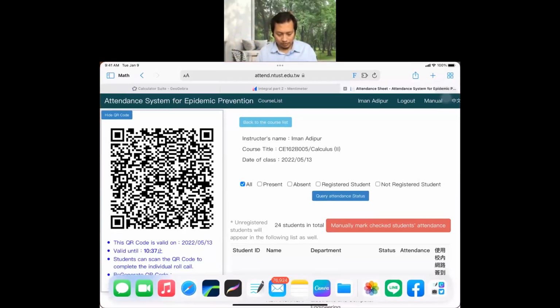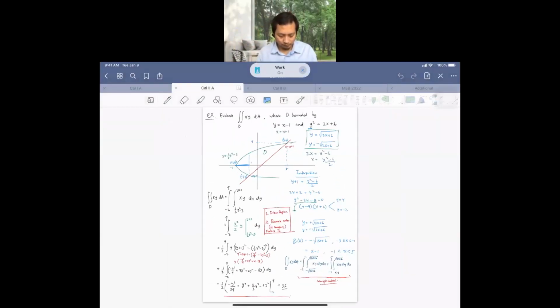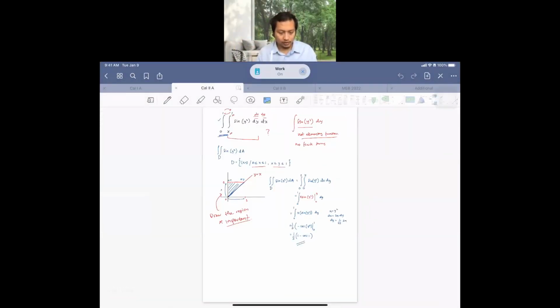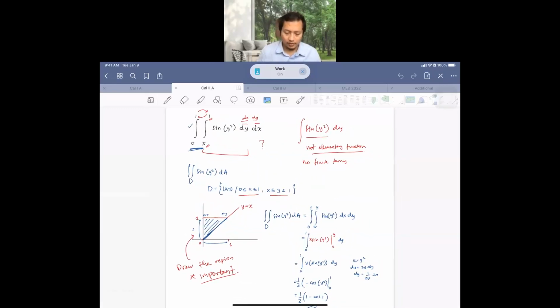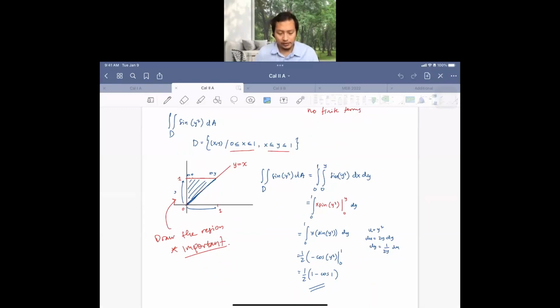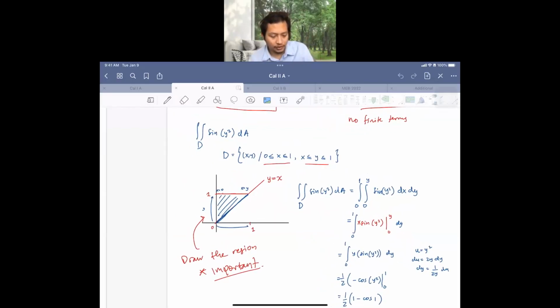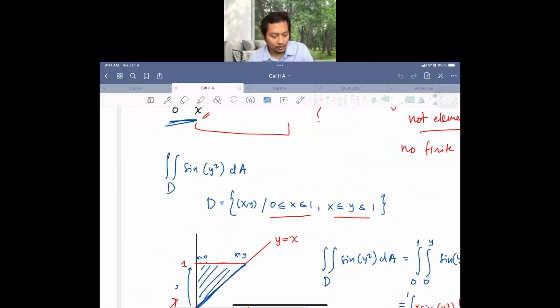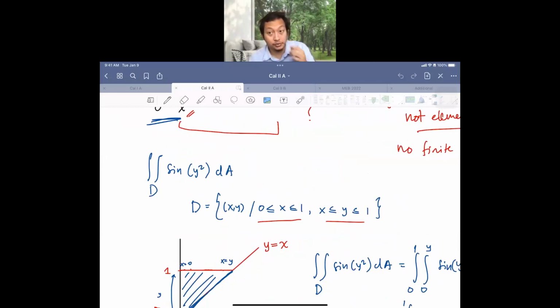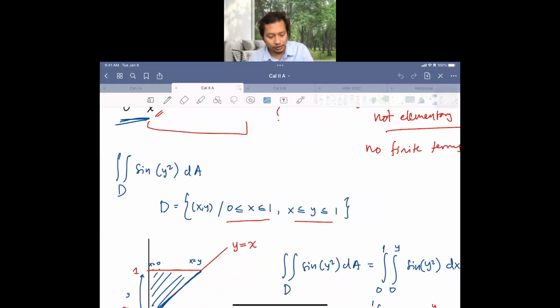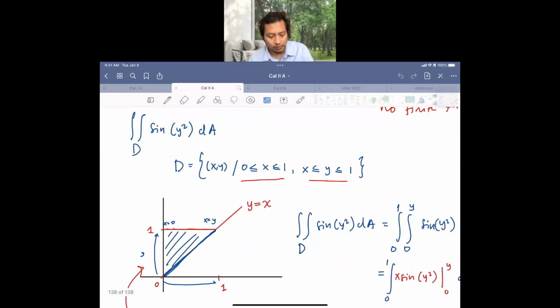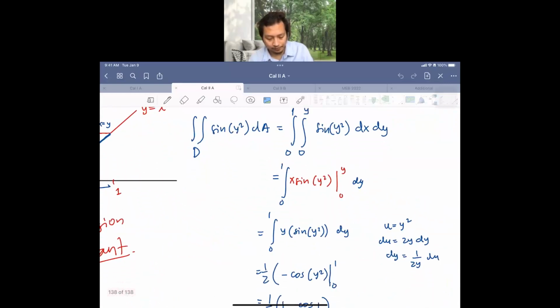Okay, let's go to our notes. Last time we did how to reverse the order, how to change the order from dy dx to dx dy, or this one is taking on some specific function that you need to integrate, and then you are given the information, and from this information we can set up our integrals, and this is what we did.